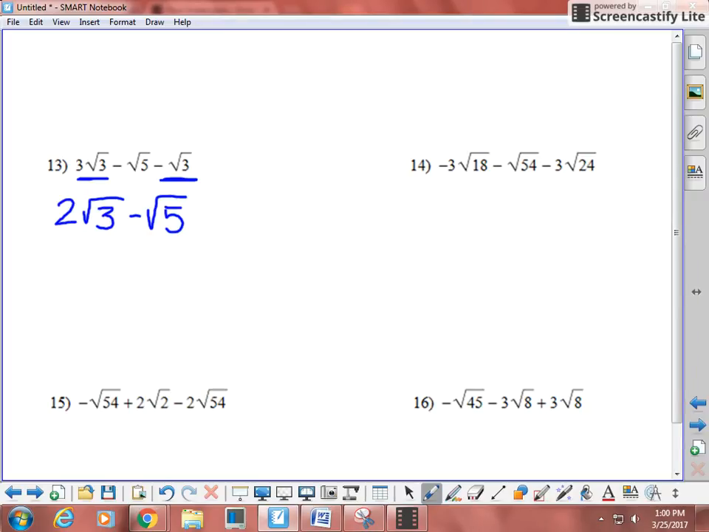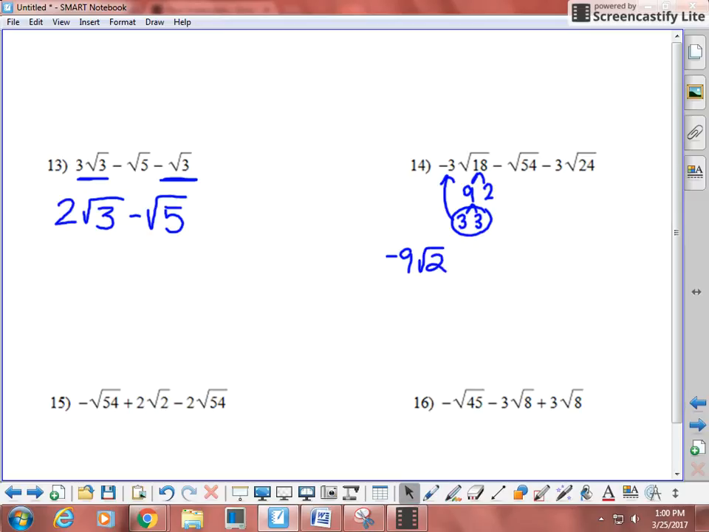So now we get to the point where we need to break down to begin with. So I don't have anything that's alike, so I need to try to make them alike. So 18 breaks down into 9 and 2, which breaks down to 3 and 3. So here's a couple of 3s to go outside here. So I'm going to have 9 root 2.